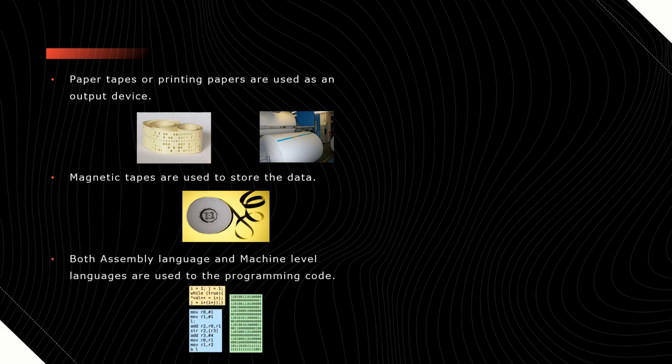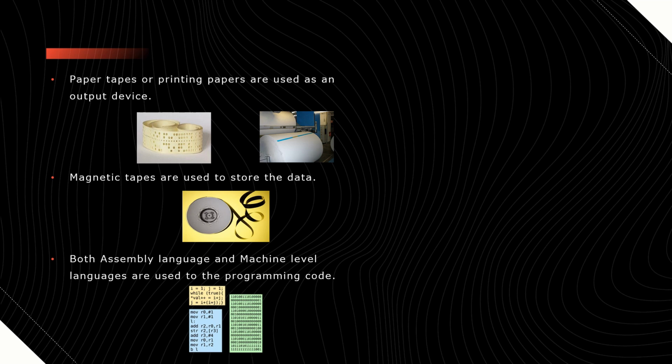Here both the machine language and assembly languages are used to write the programs. Already we have discussed about this machine language. Coming to the assembly language. This language code consists of mnemonic words. It is somewhat easy for the user to write the programming code.